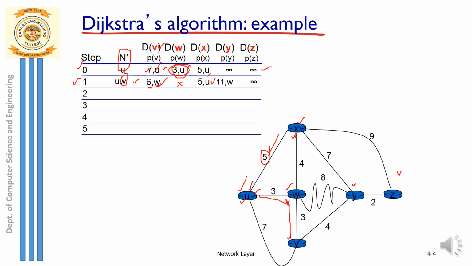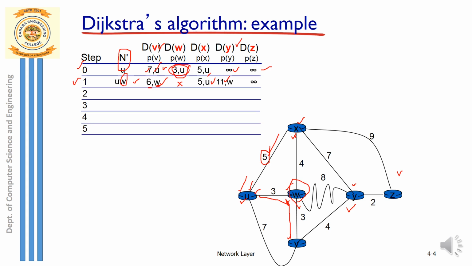Next, from node U to the destination node Y. Initially it was infinity, we didn't have any information, but now U to W the cost is 3, and from W to Y it is 8. So you compare infinity with 3 plus 8, which is 11. The least distance is 11. So via node W you are now reaching the destination node Y, and the distance is 11.